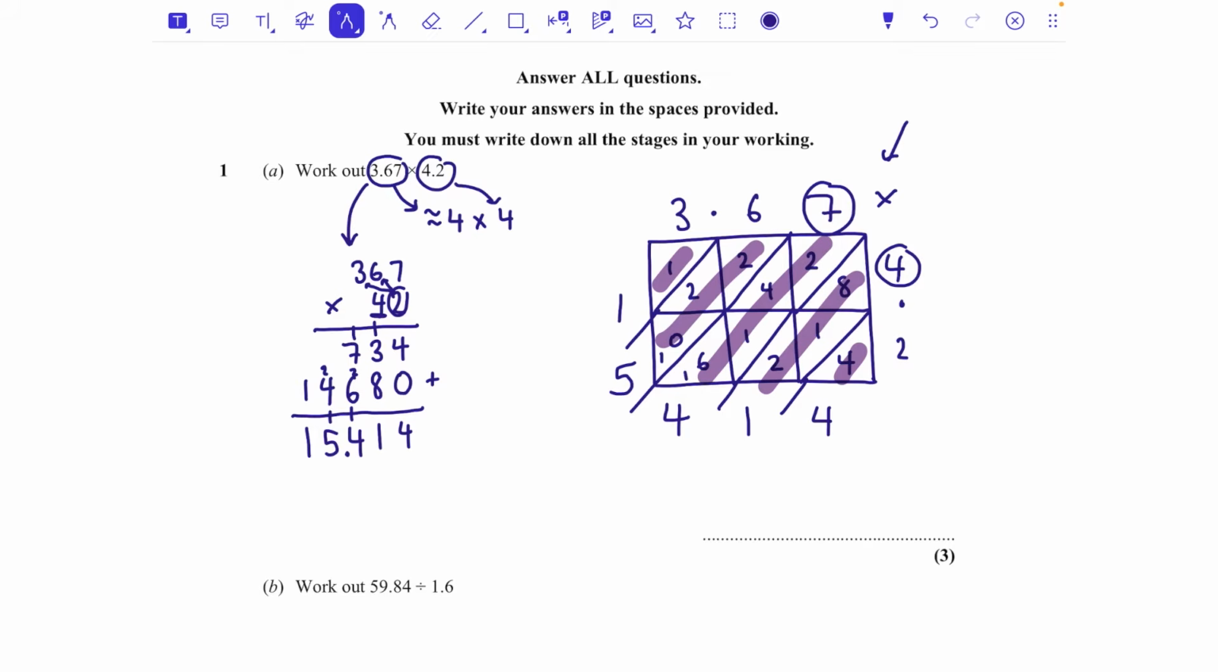The nice thing about this method is you can go down with 1 decimal point and across with the other. And wherever they meet, you're going down that diagonal, and that tells you where to put the decimal point. So either way, the answer was 15.414 for 3 marks.